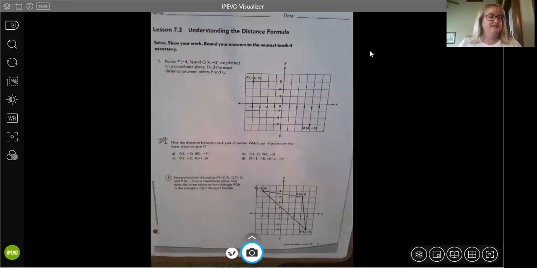Today's assignment, we are only going to look at 1 through 6, but number 2, I want you to save it for later. We are not going to touch number 2 today. We're going to touch it on our next one.